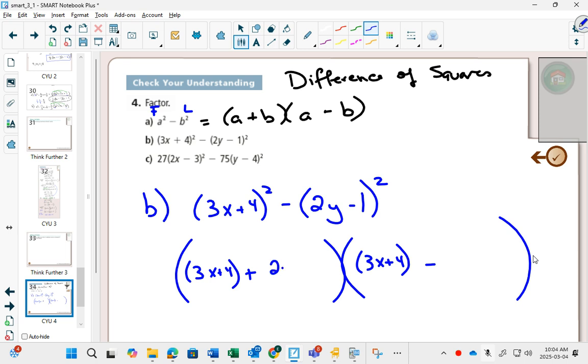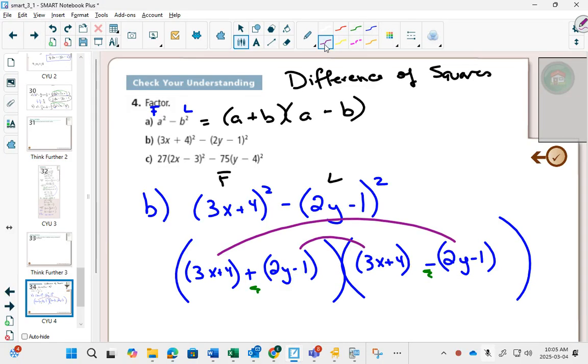And the second one is 2y minus 1 and 2y minus 1. Those are the two things that are squared. So notice that I have 1 with a plus, 1 with a minus. If we multiply this out right now, do you see that your first ones, this times this, would give you 3x plus 4 squared? Do you see that your last ones, this times this, would give you a minus 2y squared? And if you look at your outside and your inside, they would cancel each other out because they're exactly the same, and one is positive and one is negative.